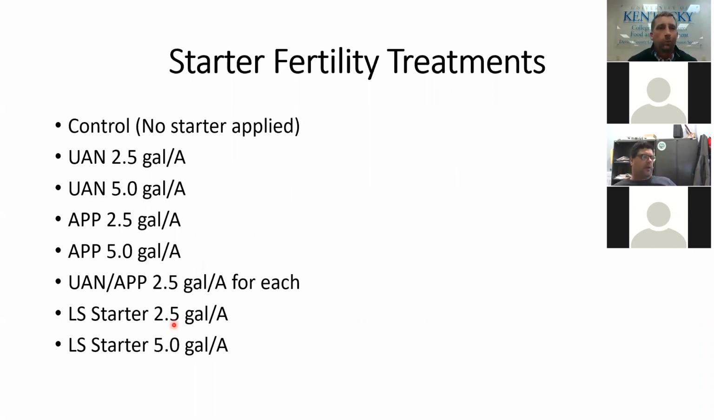So here ended up being our overall treatments. Control, the UAN at 2.5 and 5 gallons, ammonium poly at 2.5 and 5 gallons, a mixture of 2.5 gallons of each, and then these low salt starters at 2.5 or 5 gallons.